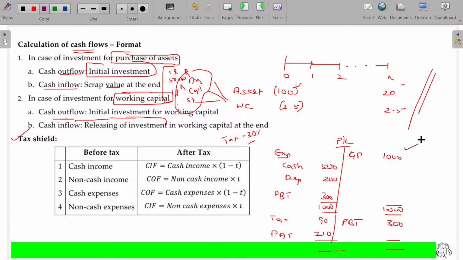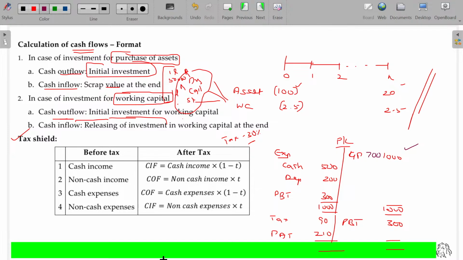Every income is reduced due to the tax payment. If you have 1000 rupees income, you have to pay 30% tax on that, right? So 30% tax has gone. Net of that income should be only 700. Only 700. Every cash income, there will be tax payment. Subtract that, balance will be your gain.